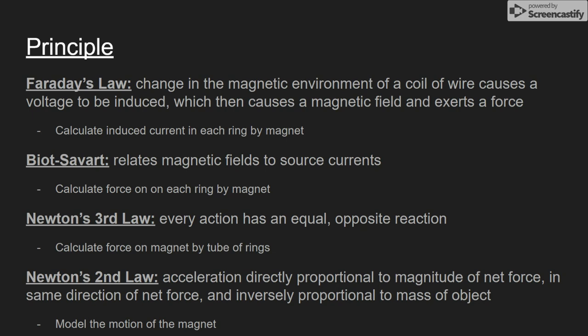The first one is Faraday's law, which says that the change in the magnetic environment of a coil of wire causes a voltage to be induced, which then causes a magnetic field and exerts a force. We use this to calculate the induced current in each ring by the magnet. The Biot-Savart law says that magnetic field is related to source current, and we use this to calculate the force on each ring by the magnet.